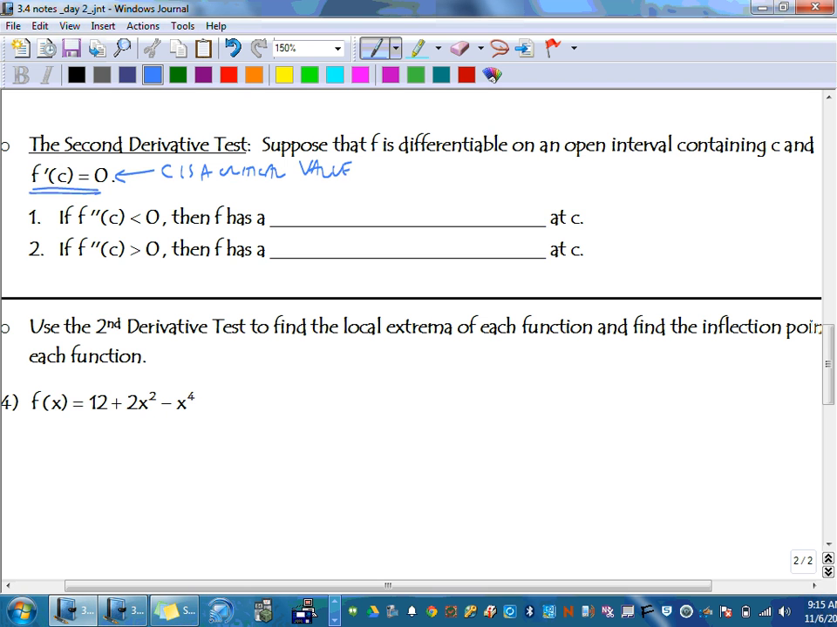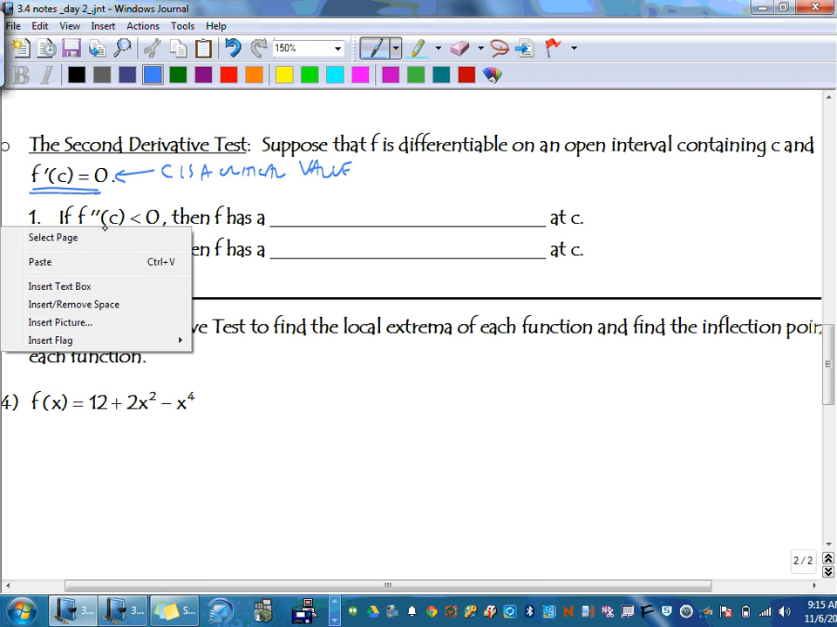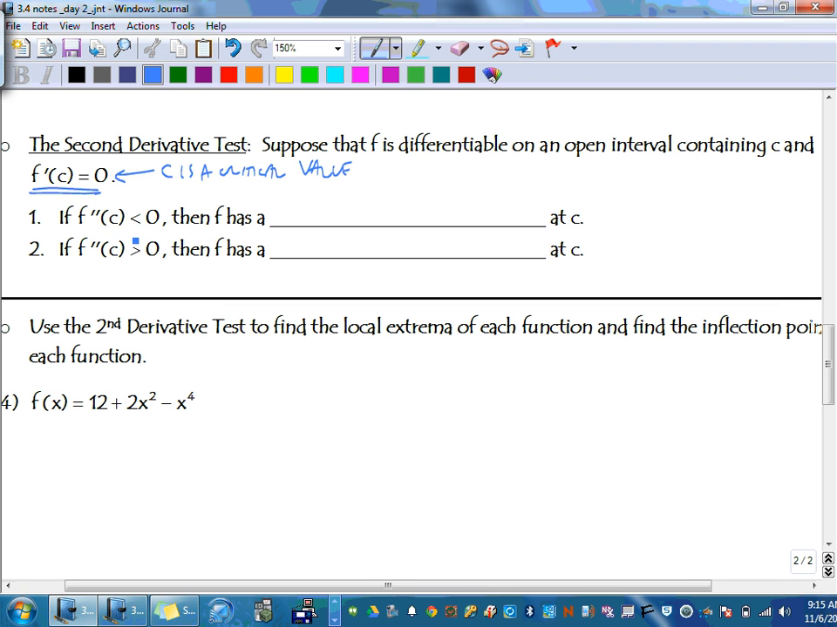Well, what we can do is check the concavity, check the second derivative at that critical value, and that's going to tell us if we have a minimum or a maximum. So if the second derivative is less than 0, so the second derivative is negative, let's think about this. We have a critical value. We have a point on the graph where the derivative is 0. So that means we're going to have a horizontal tangent line.